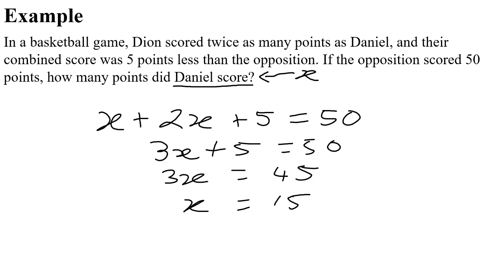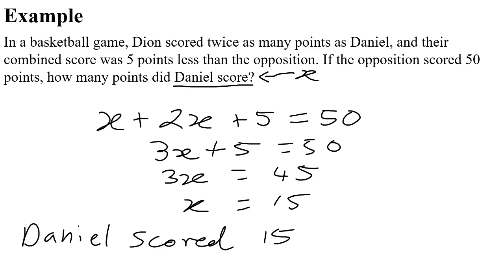Step 4 is very important. It's not enough to leave it like that, because the question didn't ask us to find x, it asked us how many points did Daniel score. So I always need to finish a question like this with answering the actual question. So Daniel scored 15 points.